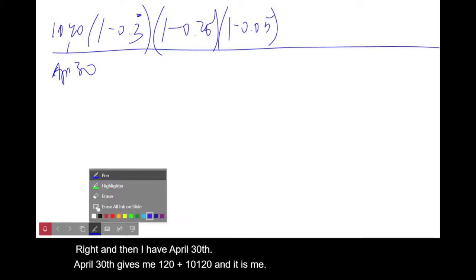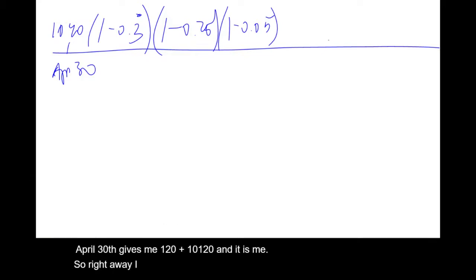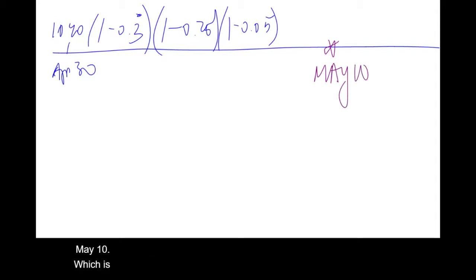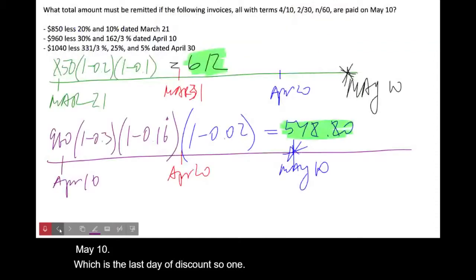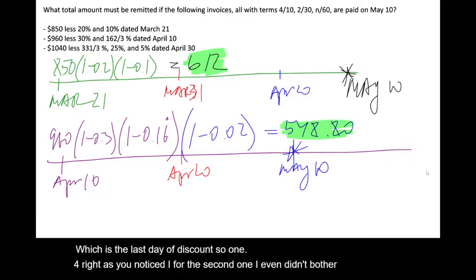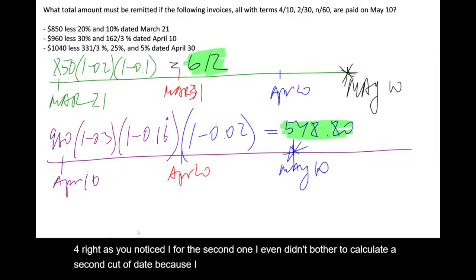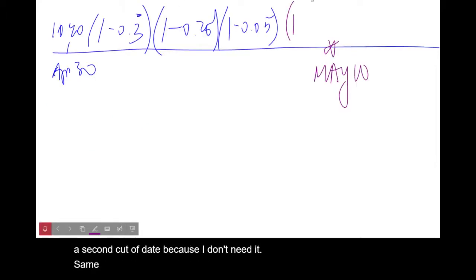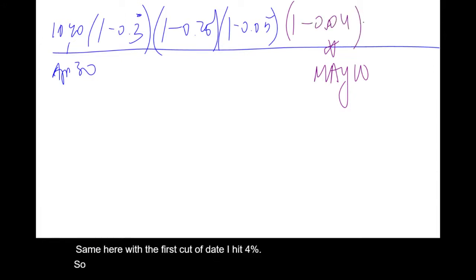So, and right away I hit May 10, which is last day of discount. So 4%, right? As you noticed, for the second one, I even didn't bother to calculate a second cutoff date because I don't need it, right? Same here. With the first cutoff date, I hit 4%. So I don't need to calculate more. That's it. So let's do it.